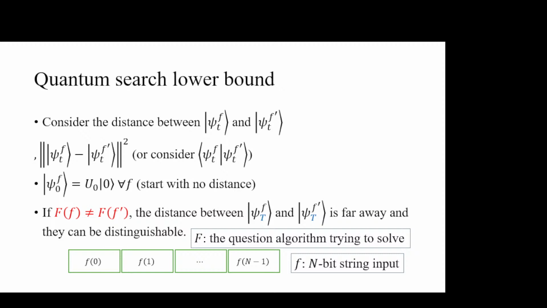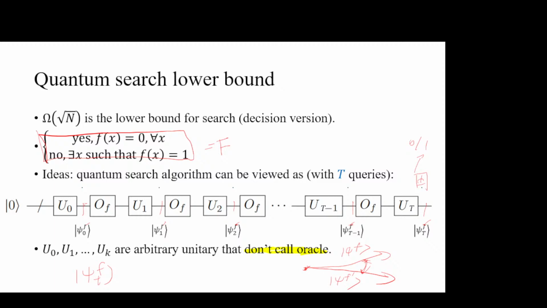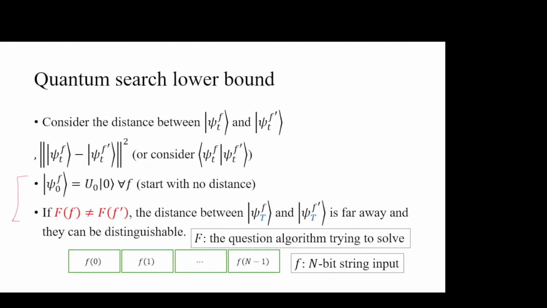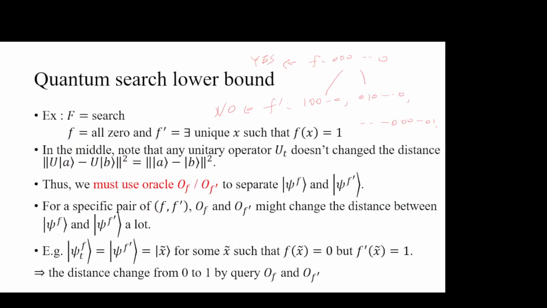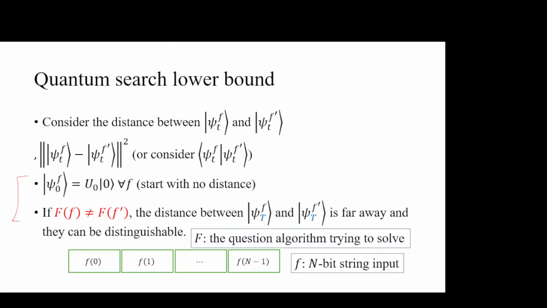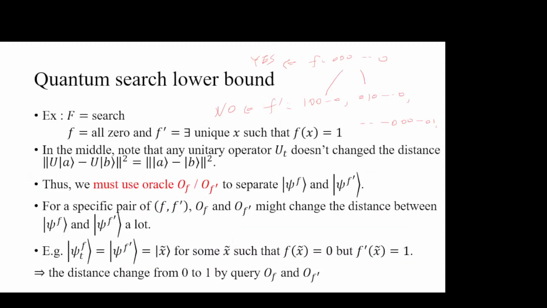For each pair, because everything starts with the same state, the distance starts at 0, and at the end, the distance needs to be something big. By big, we mean some constant, so maybe like 1/3 or something. So you start with 0, and you end with a constant far away.